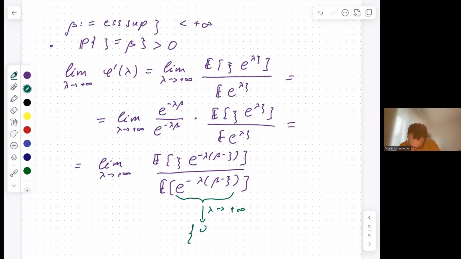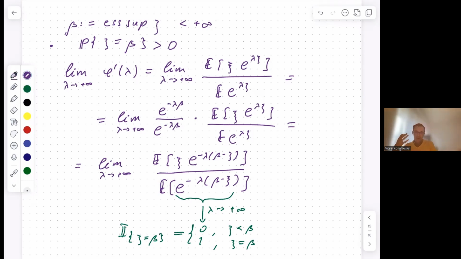It will go to 0 when Xi is less than beta. And if Xi is equal to beta, then you multiply lambda by 0, and then nothing happens with this exponent. You will have 1 when Xi is equal to beta. This function here is the indicator function that Xi is equal to beta.